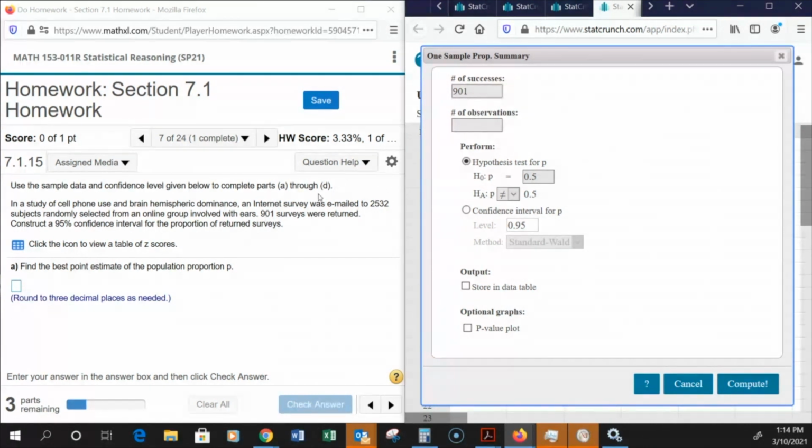The number of observations is 2,532. We are doing a confidence interval, and they've told us to use a 95% confidence interval. I get a little annoyed with them, and the reason is they change this value all the time. The reason they change it is to teach you that you could have different values.